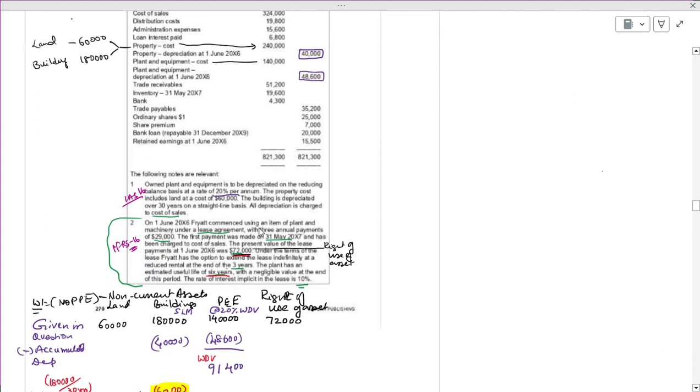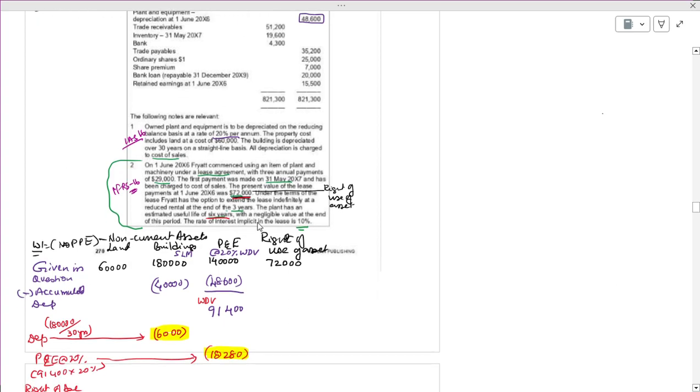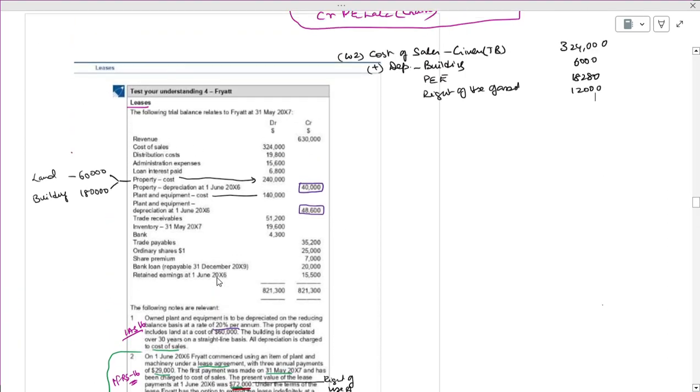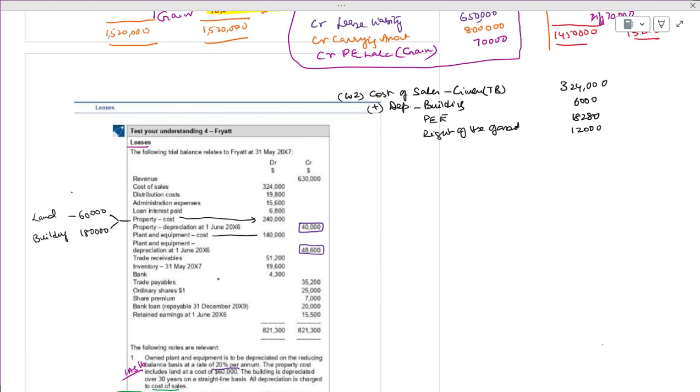Now, see very carefully. First time we are doing this. They said they commence using an item of plant and machinery under a lease agreement. Point number 2, with 3 annual payments every year. How much are they paying annually? 29,000. This will affect the cost of sales. You are paying an amount of 29,000.